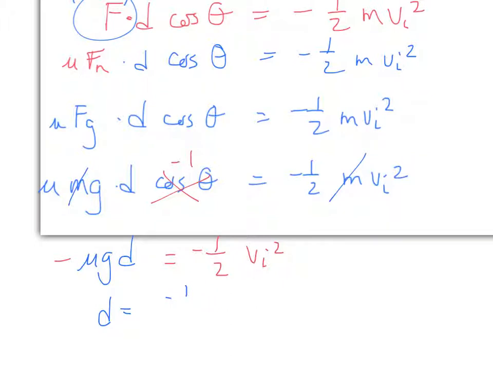Oops, I cancel the negatives. The negatives cancel on both sides, making this 1/2 vi squared over mu g. If you want to write it this way, you can, just to make it look nicer. You can put the 2 in the bottom instead of leaving the 1/2 in the top. It's the same thing. Right? You can solve it right now. Or instead of writing 1/2, you can just put divide by 2. Doesn't really make a difference.